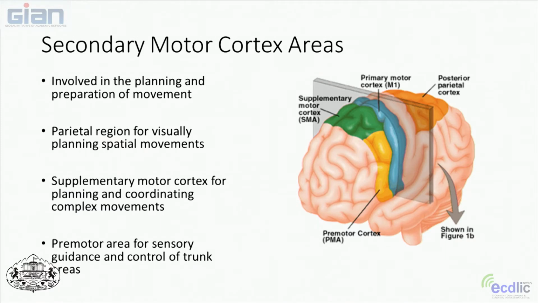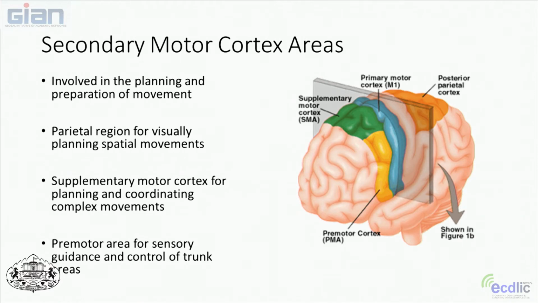As with all the other systems, there is also a secondary motor cortex adjacent to the primary motor cortex. These are regions that help with planning. So in the posterior parietal cortex, not directly adjacent to the primary motor cortex, but adjacent to the sensory cortex, this parietal region helps us visually plan our spatial movements, what we're going to do next, where we're going to put ourselves, and helps us orient spatially when we're going to pick something up.